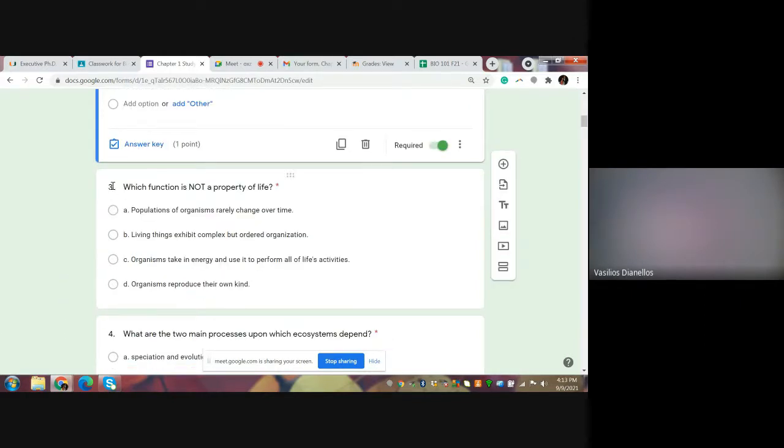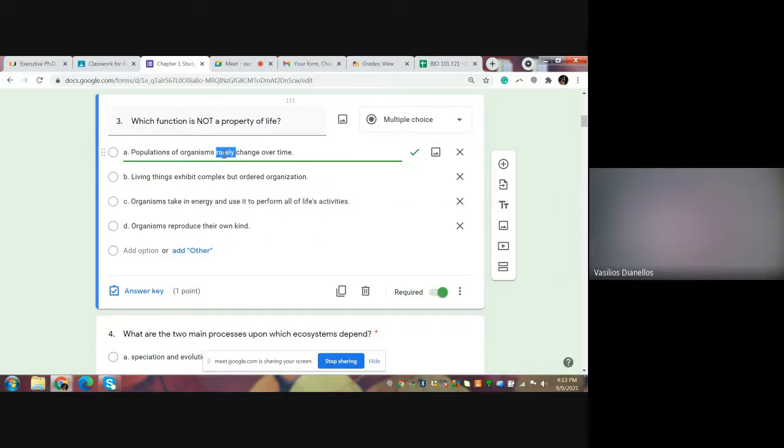You definitely need to know this, number 3, which is not a property of life, right? So here's a partial list of the full list that you got from the exam or from the textbook. Populations of organisms rarely change over time. That is the answer, because that is not a property of life because of that word rarely, right? Because populations of organisms do change over time. We learned that they do evolve. Therefore, A is the correct answer because of that word rarely. Now, I could change this question to say which is not a property of life, and get rid of that word rarely, in which case that wouldn't be the answer. So that's one of the ways I might reword that question.